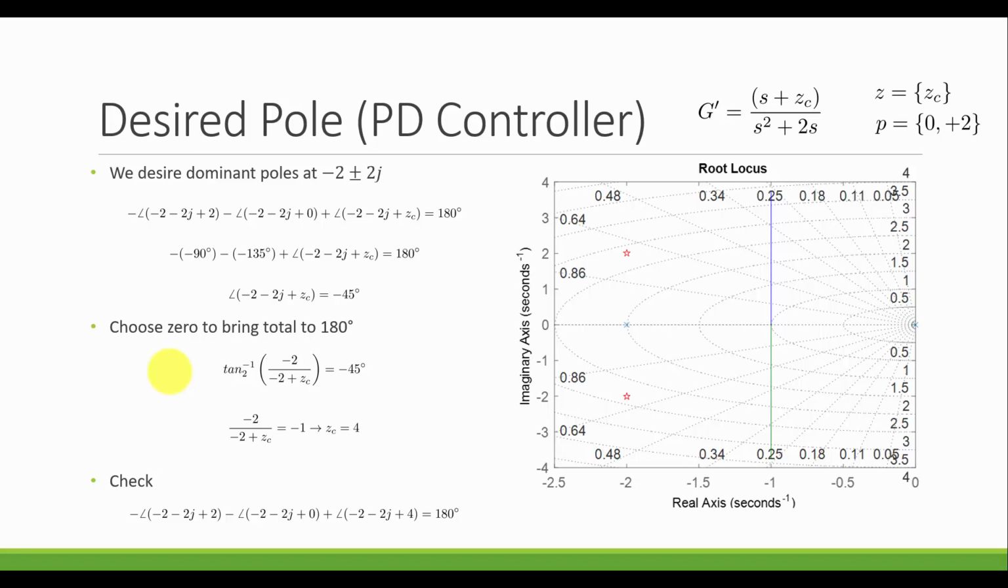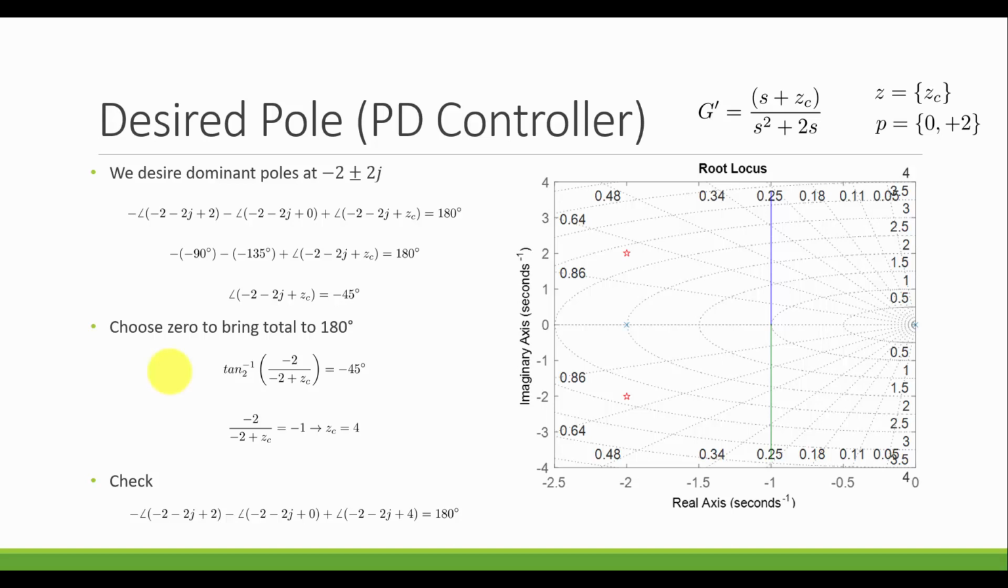Now we've gone through the process to ensure that our desired pole of -2 plus or minus 2j, the desired dominant pole of our closed loop system, is going to appear on the root locus by selecting that the 0 for our PD controller is 4. So now we're ready to actually make our root locus and determine what the gain k should be so that we get exactly the desired pole with our controller.